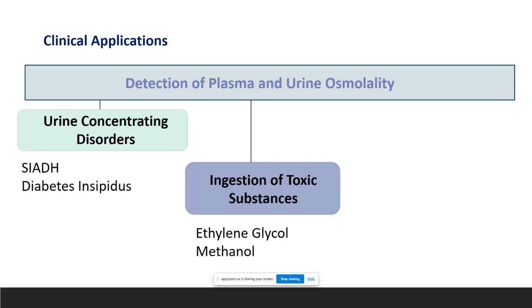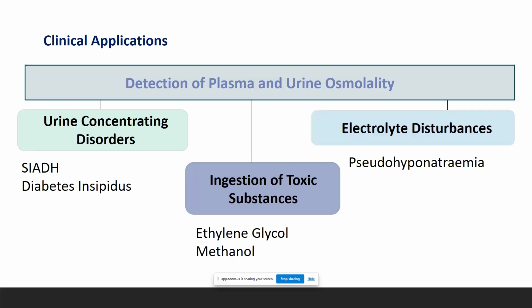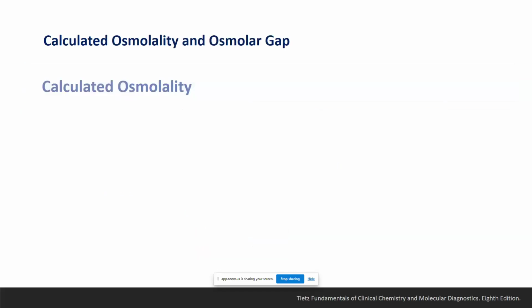This is an important clinical application in cases where there is suspected ingestion of toxic substances such as ethylene glycol or methanol. Comparison of calculated and measured osmolalities can also confirm or rule out suspected pseudohyponatremia as caused by the electrolyte exclusion effect. So how do we calculate osmolality?